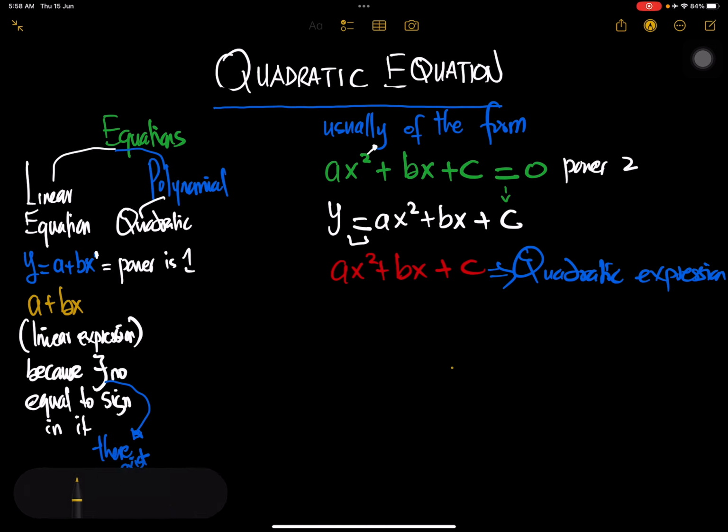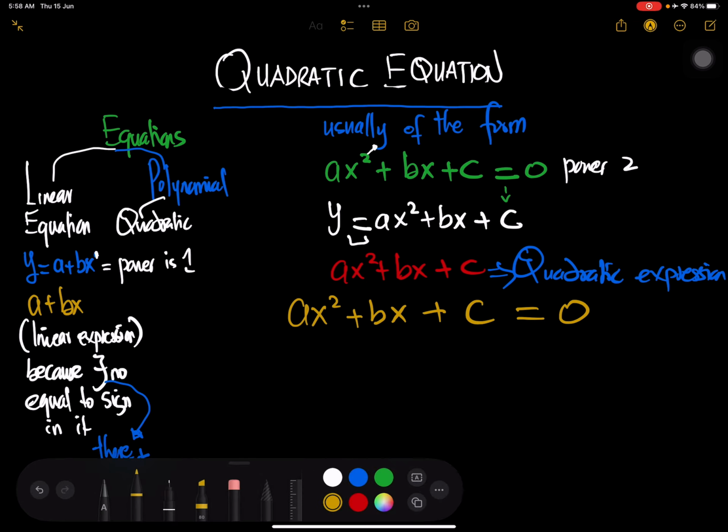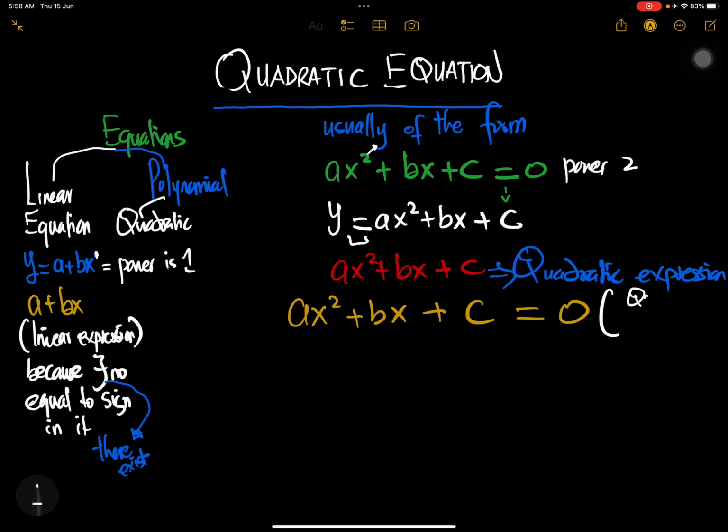We're saying that it can be written as ax squared plus bx plus c all equal to 0. So that gives us what? A quadratic equation, right? Because the power is 2. We'll be able to clarify that.